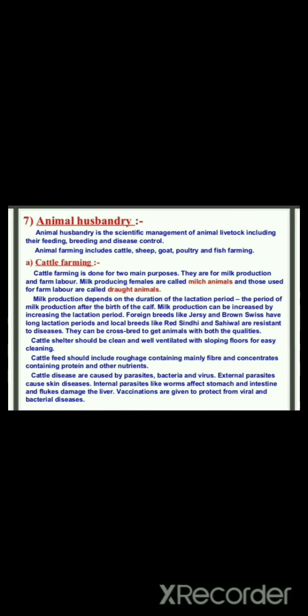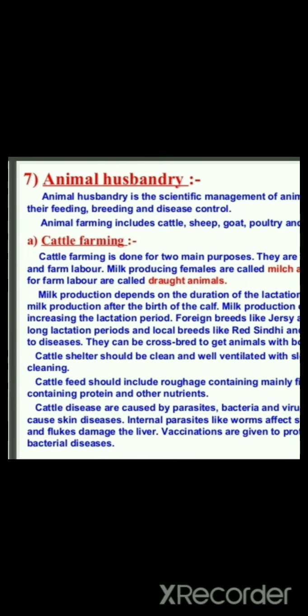Okay, so this was about grain storage. Next is animal husbandry. Animal husbandry is the scientific management of animal livestock, including their feeding, breeding, and disease control. Animal farming includes cattle, sheep, goat, poultry, and fish farming.